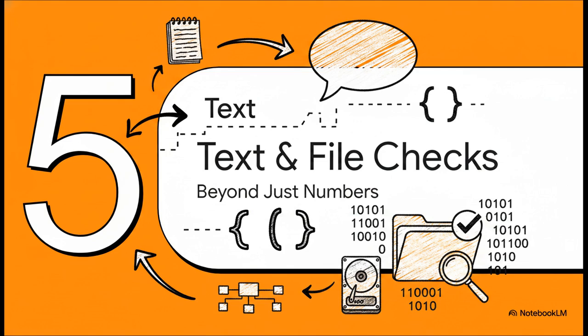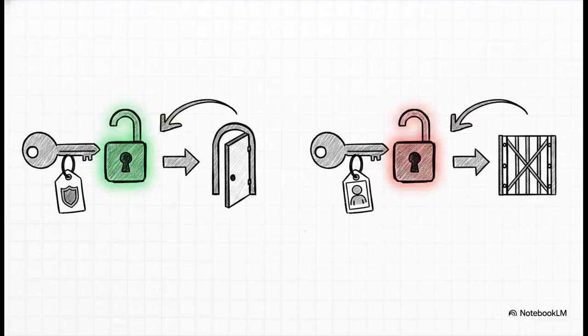So far, we've only been playing with numbers, but your script's decision-making powers go way beyond that. You can also compare text, and this one's incredibly useful, you can check if files exist on your system. It is definitely not just about numbers.